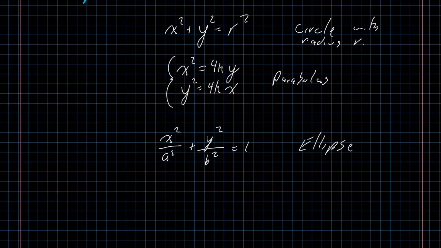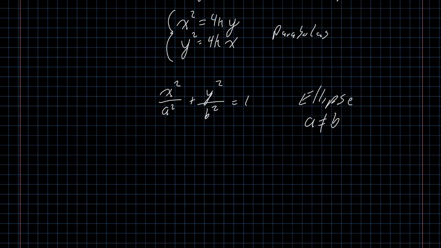The thing that I'm really interested in is the ellipse. Where a and b both have to be positive real numbers, but not equal to each other. And then x squared over a squared plus y squared over b squared equals 1 gives you the equation of an ellipse.